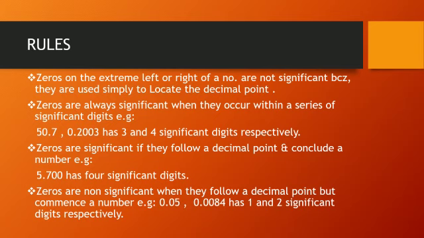The next rule is zeros are significant if they follow a decimal point and conclude a number. For example, 5.700 has four significant digits. The next rule is zeros are non-significant when they follow a decimal point but commence a number. For example, 0.05 has one significant digit and 0.0084 has two significant digits.